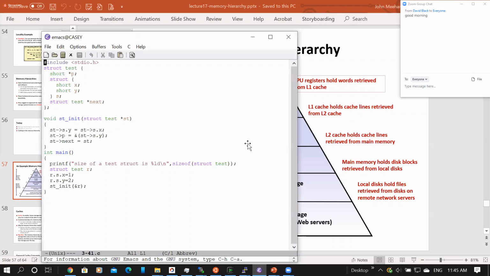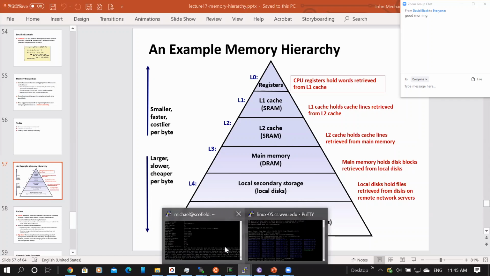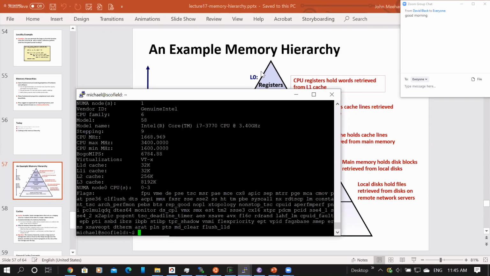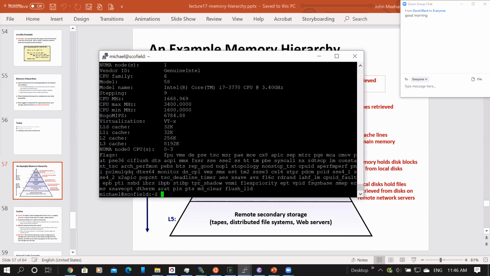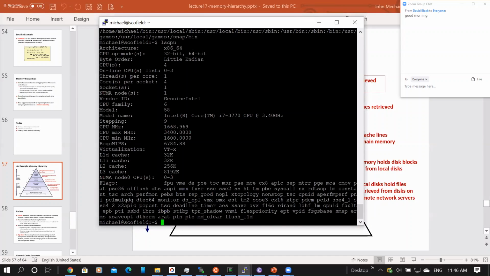That's not it. That's a file. Let's look at this. Here's old Schofield, right? And as we know, Schofield is a Core i7 Ivy Bridge processor. And on the Core i7 Ivy Bridge processor, we have three levels of caching. We have the L1 and the L2 cache.